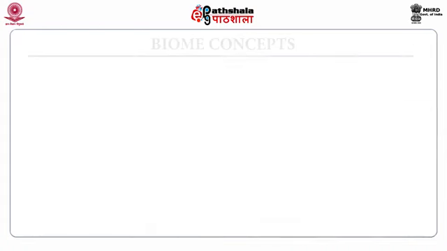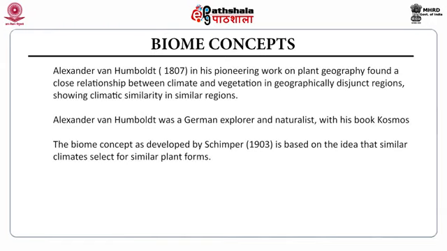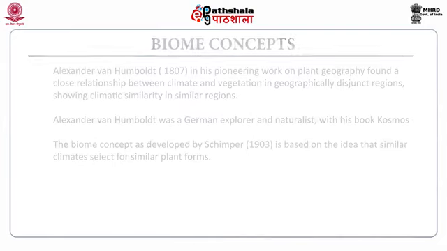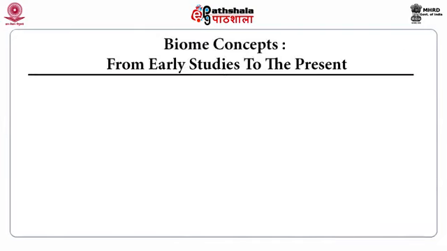Now we will discuss some biome concepts. Alexander von Humboldt, in his pioneering work on plant geography, found a close relationship between climate and vegetation in geographically distinct regions, showing climate similarity in similar regions. Alexander von Humboldt was a German explorer and naturalist, and his famous book is Cosmos. The biome concept, as developed by Schimper in 1903, is based on the idea that similar climates consist of similar plant forms. These biome concepts are continuing.